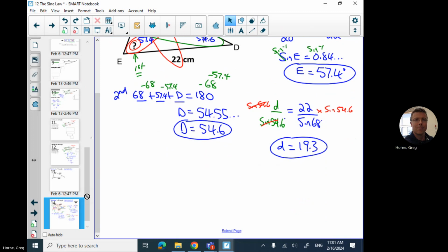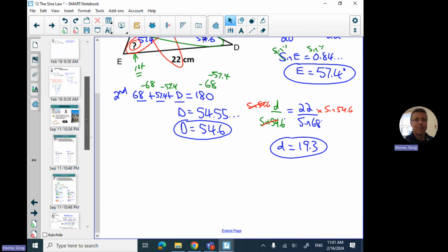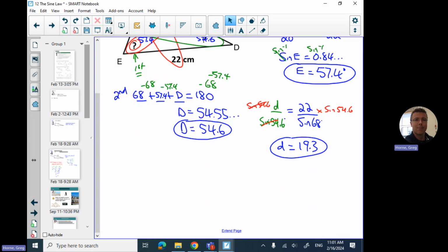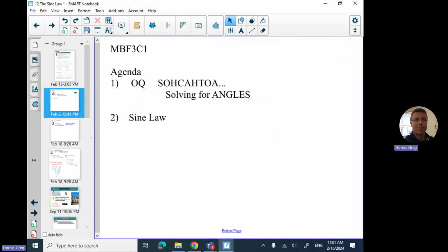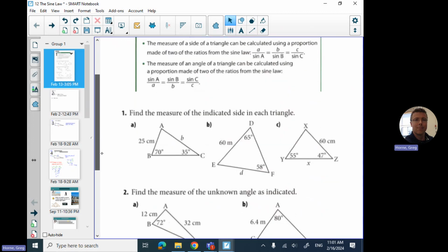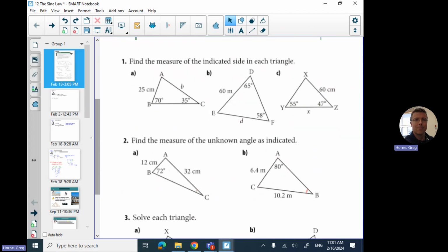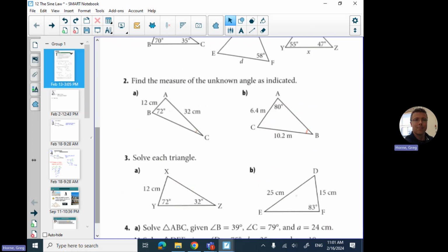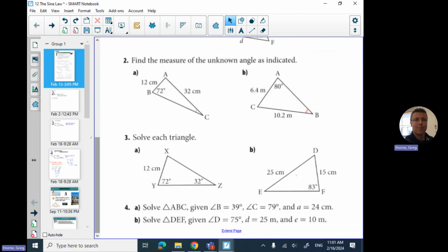All right. So that is it. That is what's called the sine law, for when you're working with triangles that don't have 90 degrees. So you can see the same stuff here: solving for a side, solving for an angle in 2, and then in 3 solving three and I guess 4. Let's get rid of 4.